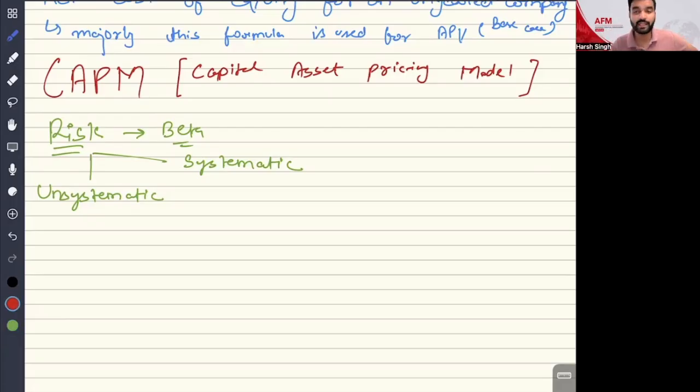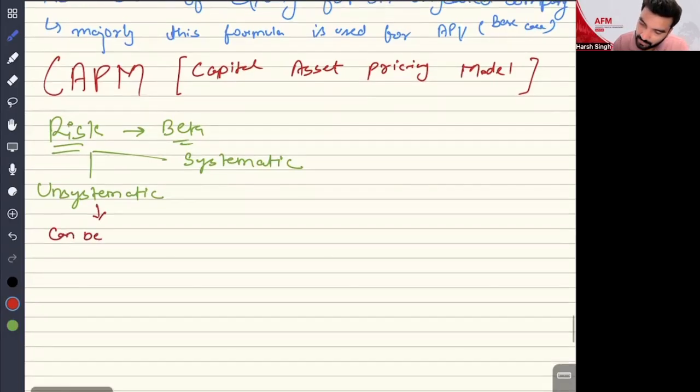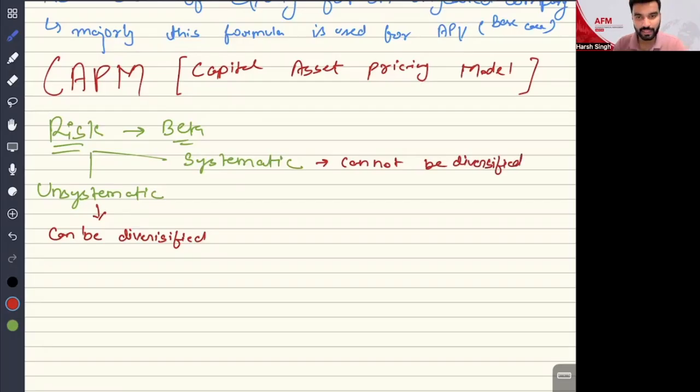Systematic risk cannot be diversified away. Unsystematic risk can be diversified. Systematic risk cannot be diversified. For example, COVID-19. No matter in how many areas you invest, will you be able to avoid that risk? No, that is not possible.